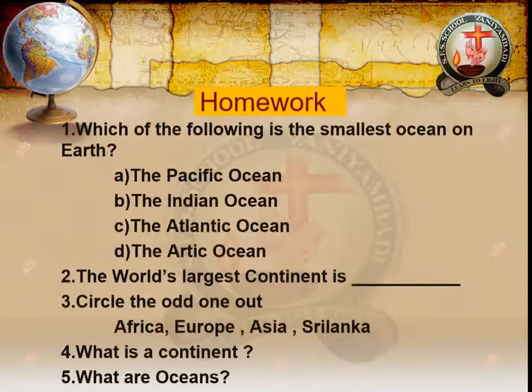Students, today's homework. The first question is a multiple choice question. Just write the question number and write only the answer. The second question is a fill in the blank. Here also you can write only the answer. The third one is circle the odd one out. Here 4 options are given. Out of these 4 options, one will not match the remaining 3. So you have to circle that word alone. Then the 4th and 5th questions are question and answer. You can write and submit it by tomorrow.